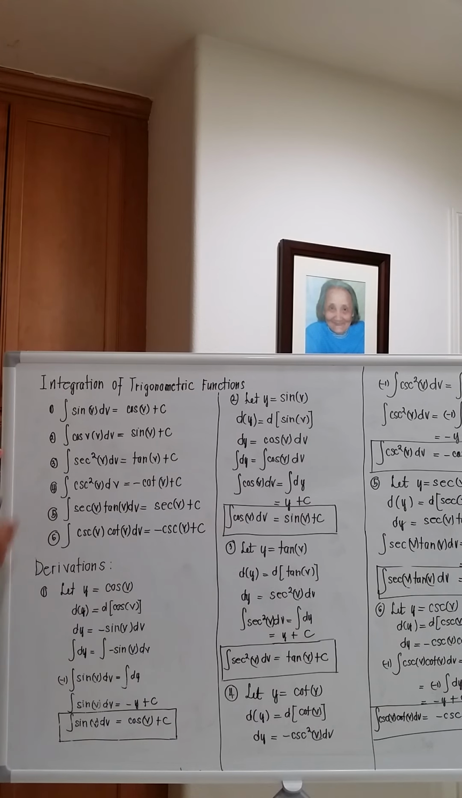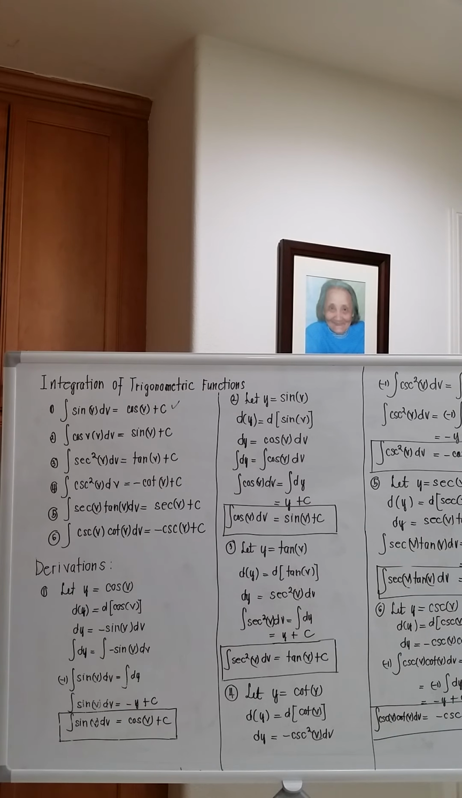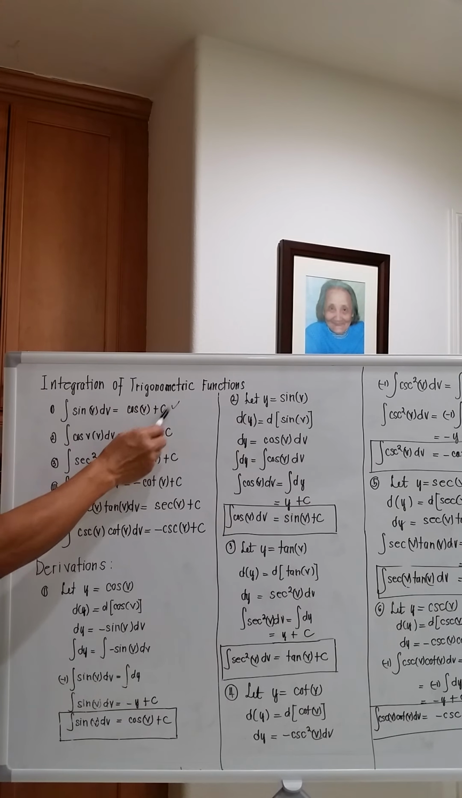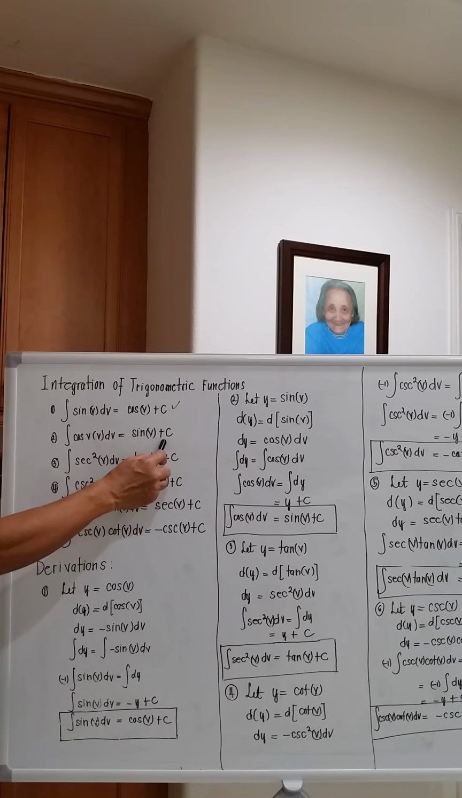Okay, number 1. The integral of sine of b dv equal to negative cosine of b plus c. That's formula number 1. If you are integrating a sine function, the integral of that will be the cosine of that function plus c. I will bring out the derivation later on. Number 2. The integral of cosine of b dv equal to sine of b plus c. The integral of any cosine function will be equal to the sine of the given function plus c.